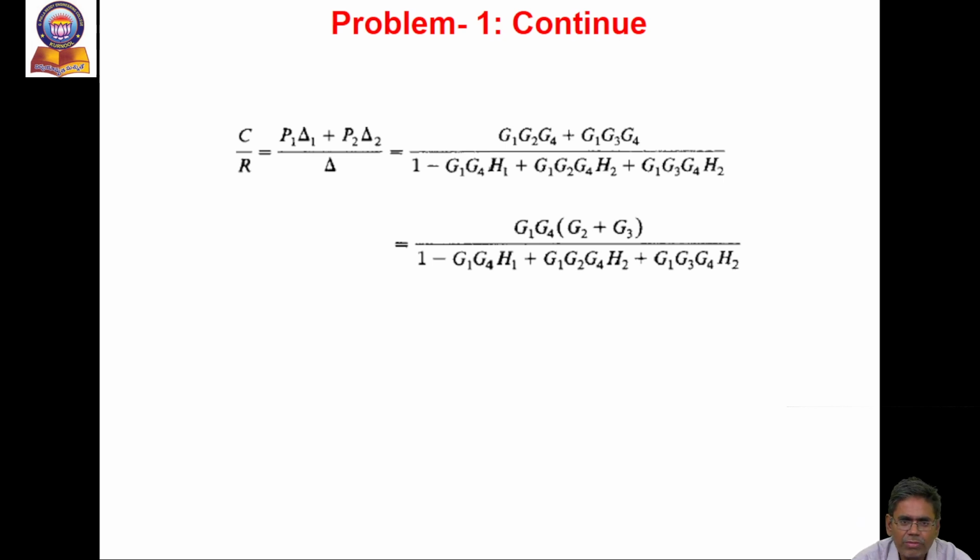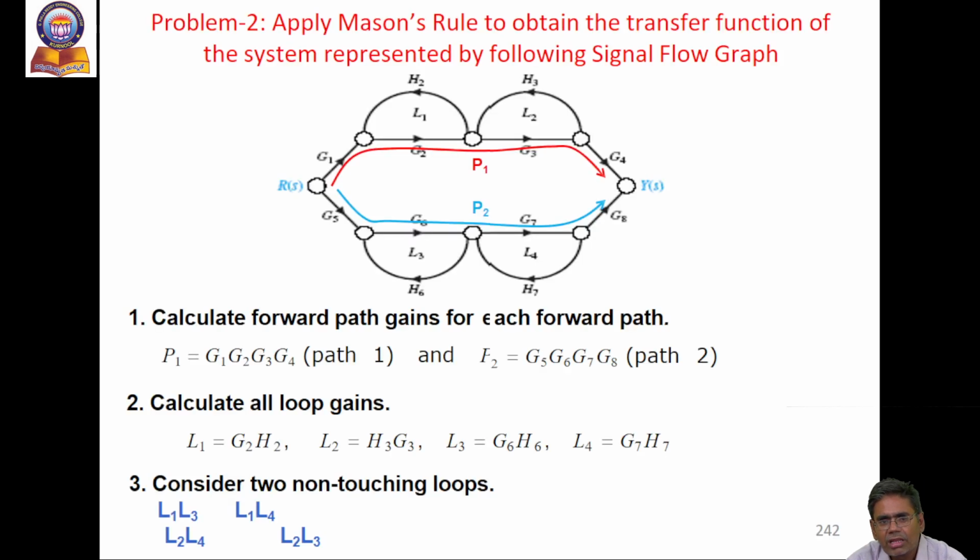By using the signal flow graph, this is a very simple method compared to block diagram reduction techniques. Another problem: apply Mason's gain formula to find the overall transfer function of the system represented by the following signal flow graph. In this problem there are two forward paths, P1 and P2.